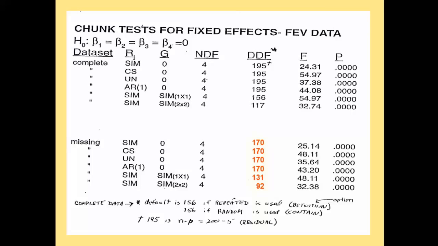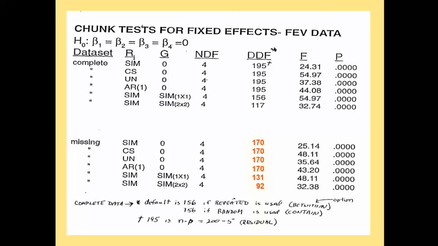But in any case, this is the situation when you have an R matrix that's independent and a model that has a random effect, and you got 156. How did you get that? Well, again, 200 is the total number of observations. 5 is the number of parameters in the model. It gives you 195. What's the difference between 195 and 156? The answer is 39. Where did that come from?